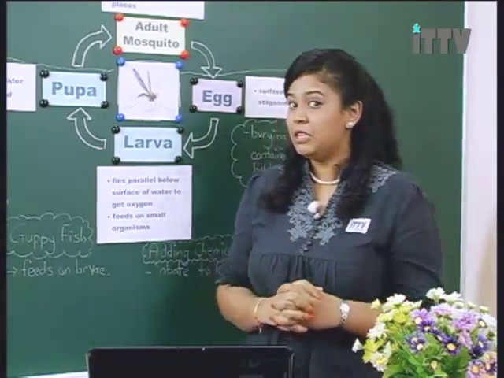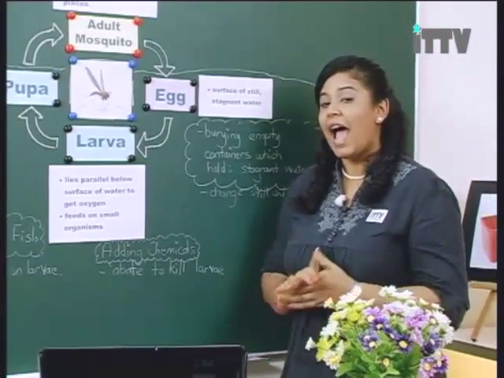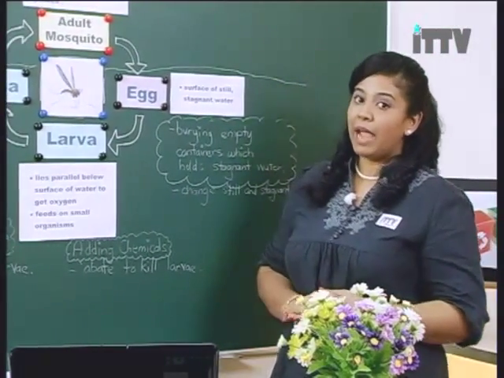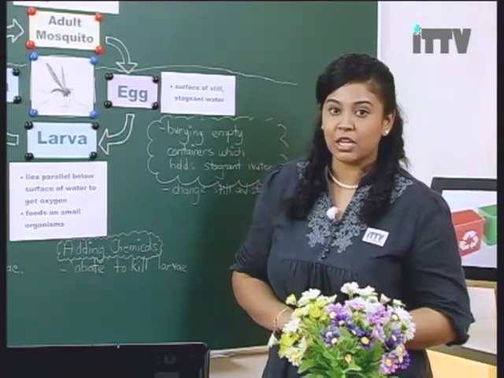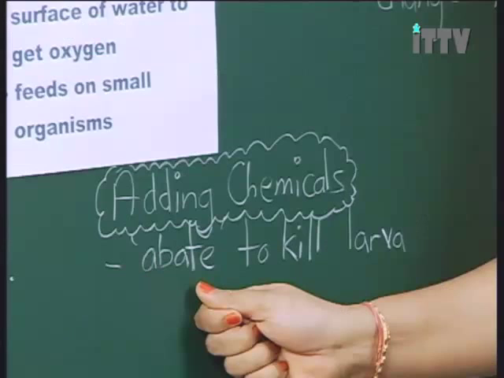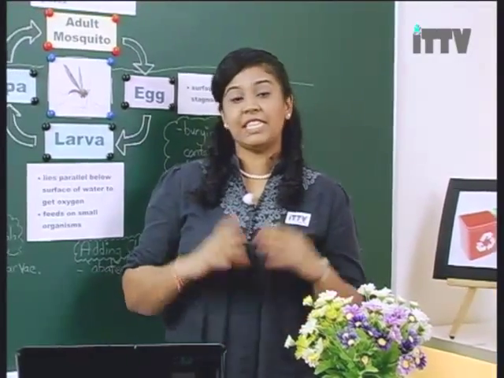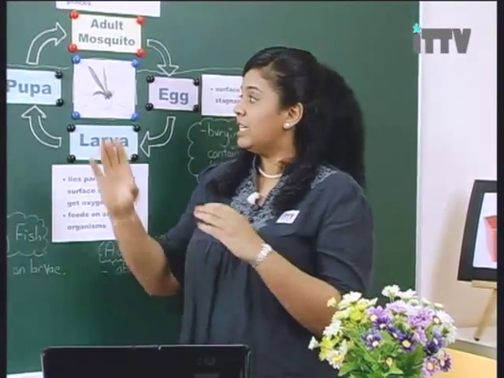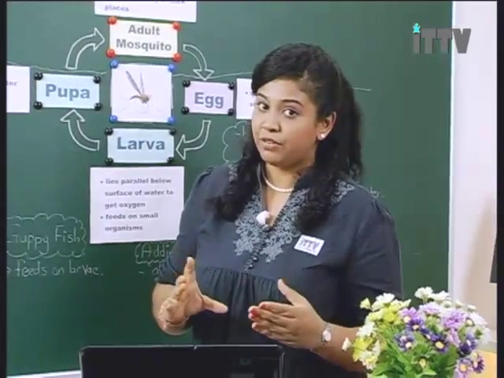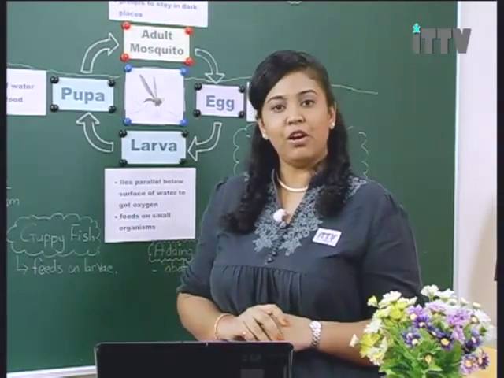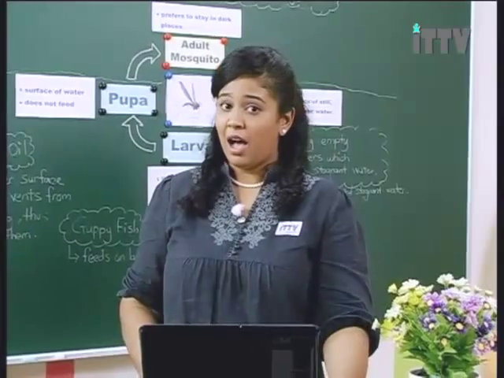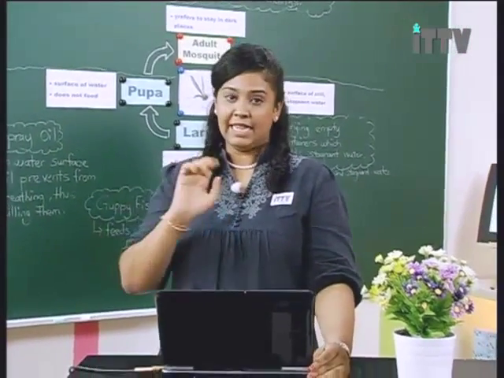So we didn't stop until there. We move on to adding chemicals. Normally, we add chemicals to stagnant water. The chemical is abate to kill larvae. So therefore, we have seen several ways to discourage at different stages. Let's move on to adult mosquito. How to discourage or kill them.